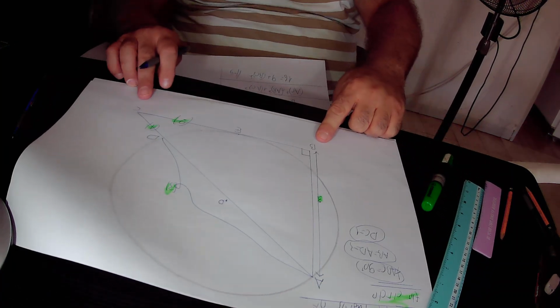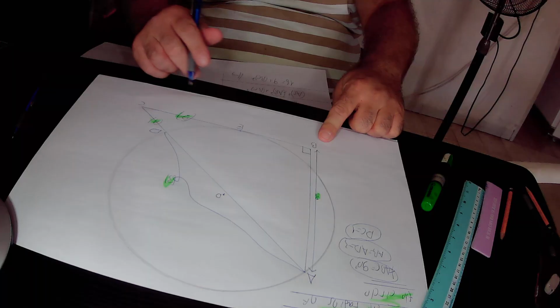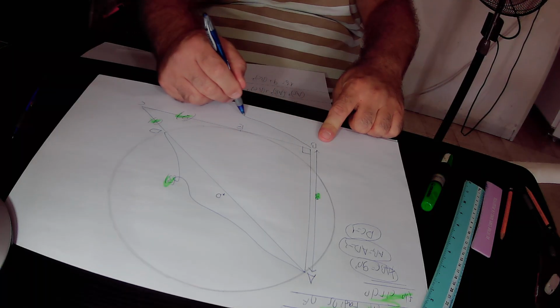This is the missing side BC. It is equal to the square root of 7 units in its length.